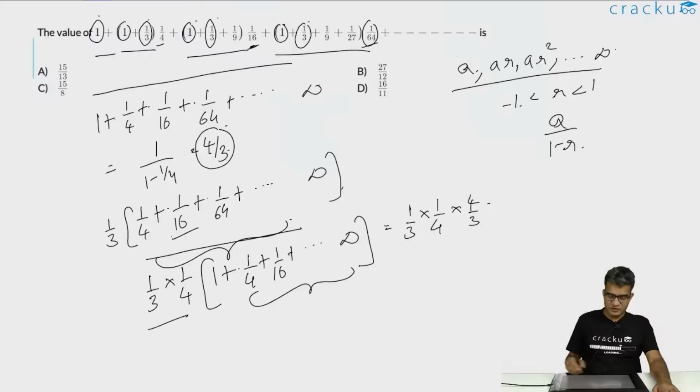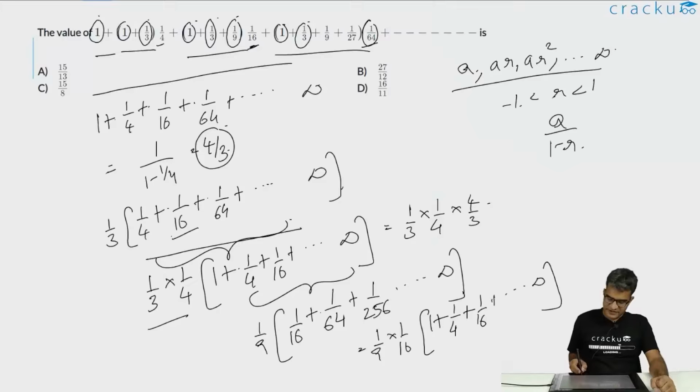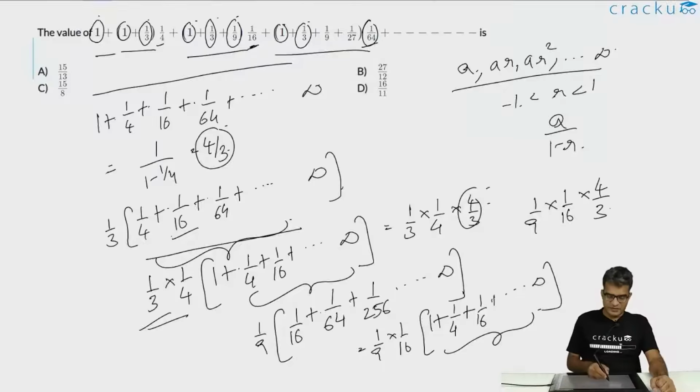Similarly, if you are looking at the contribution of 1 by 9, that will be 1 by 9 into (1 by 16 plus 1 by 64 plus 1 by 256 and so on till infinity). Now you know exactly what we are going to do. We'll take 1 by 16 common. So this will be equal to 1 by 9 into 1 by 16 into again (1 plus 1 by 4 plus 1 by 16 plus dot dot dot till infinity). This we know again is equal to 4 by 3. So the contribution of 1 by 9 will be 1 by 9 into 1 by 16 into 4 by 3. So the contribution of 1 is 4 by 3.